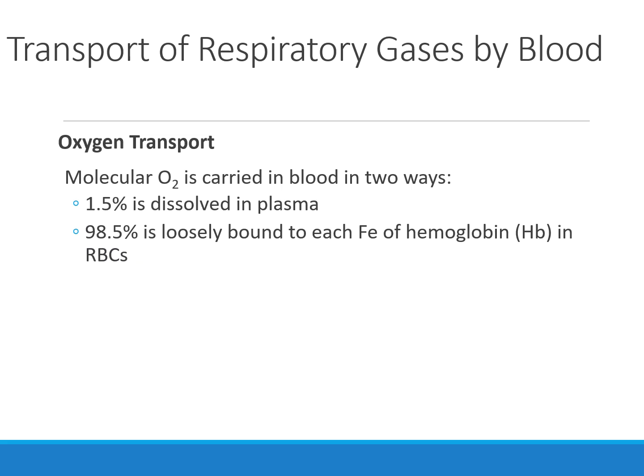So the molecular oxygen is carried in the blood two ways. A small amount of it, 1.5% of it, is carried or dissolved in the plasma. The lion's share of it, the majority of it, is carried attached to the iron of a hemoglobin molecule in the red blood cells. So 98.5% of the oxygen is transported this way.